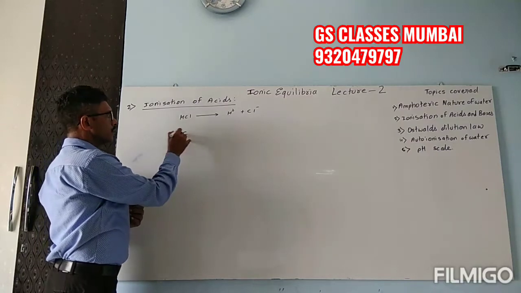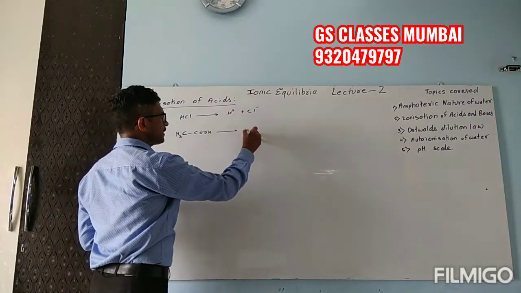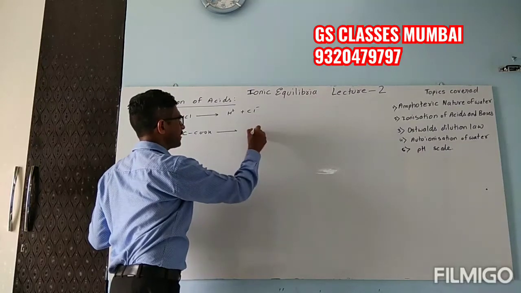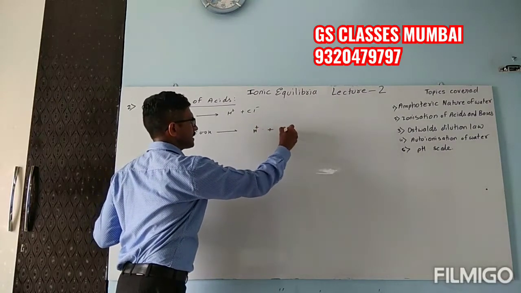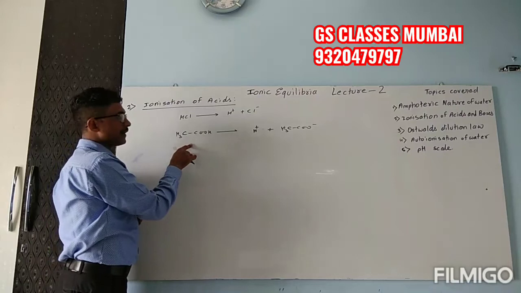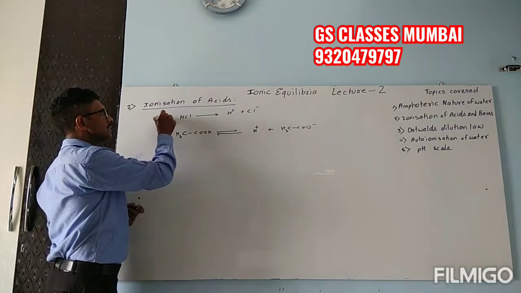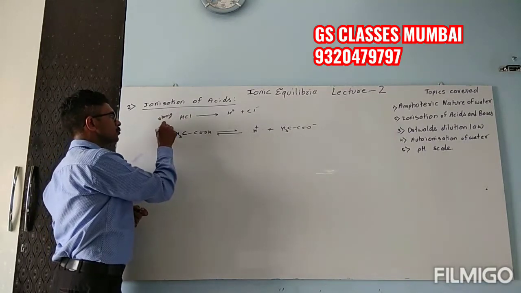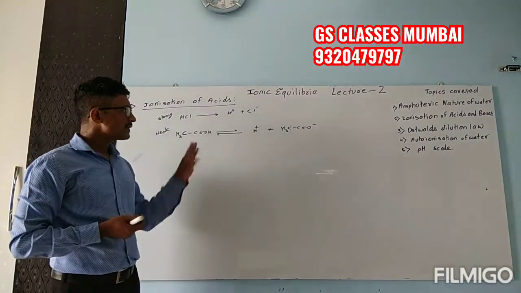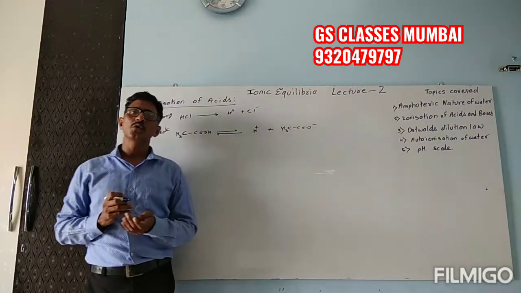Similarly, we can take acids like acetic acid, that will also split into ions, CH3COO. First we will write the H plus ion and then we will write the acetate ion. But the difference between these two reactions is that this reaction is reversible. This is the strong electrolyte and this is going to be the weak electrolyte. Children, like this we have strong as well as weak bases.